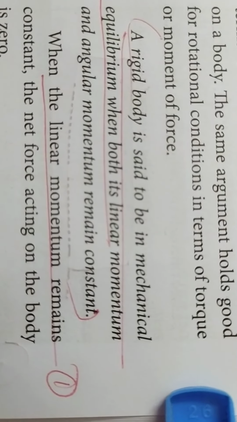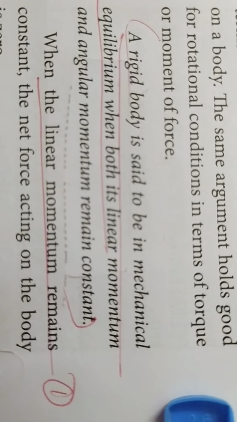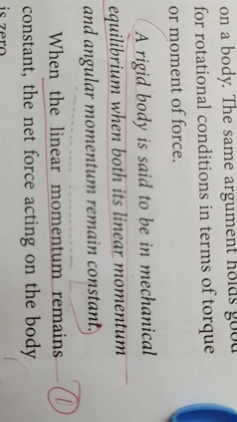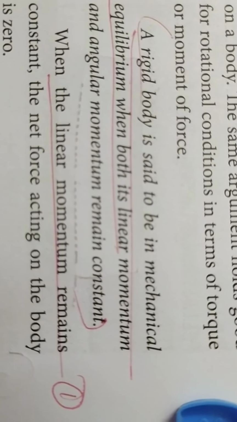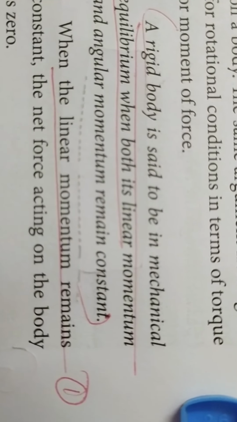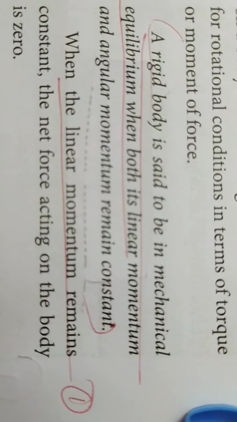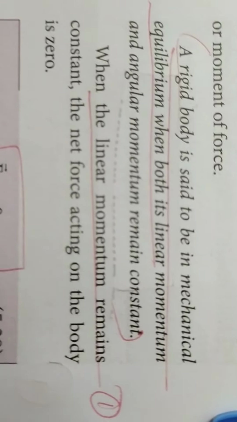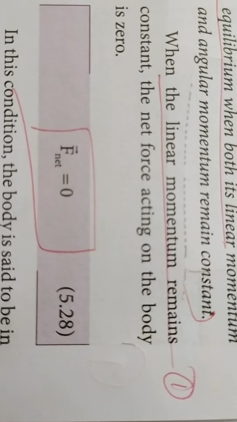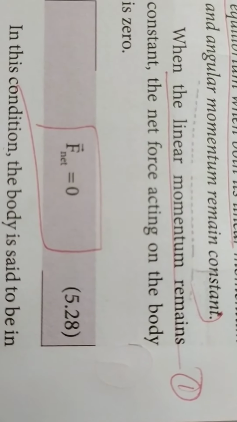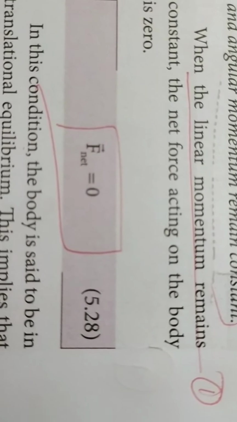And what about mechanical equilibrium? Mechanical equilibrium means both the linear momentum and angular momentum remain constant. Linear momentum means momentum in a straight line. Angular momentum means momentum in rotational motion. If both of them are constant, then the body is said to be in mechanical equilibrium. When the linear momentum is constant, that means the net force acting on the body is zero, according to the law of conservation of momentum. So F net will become 0.